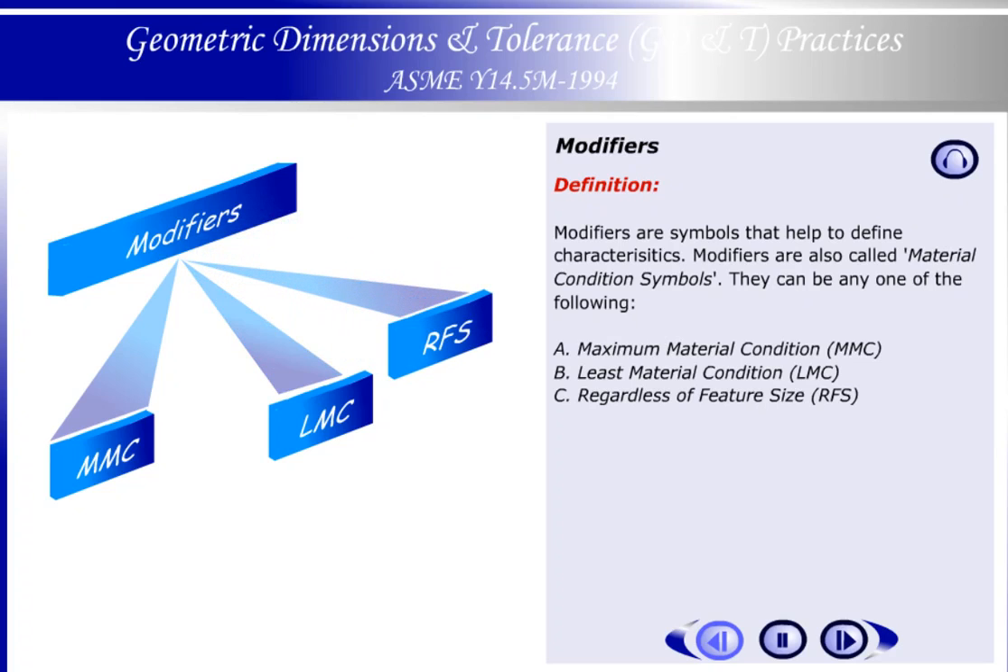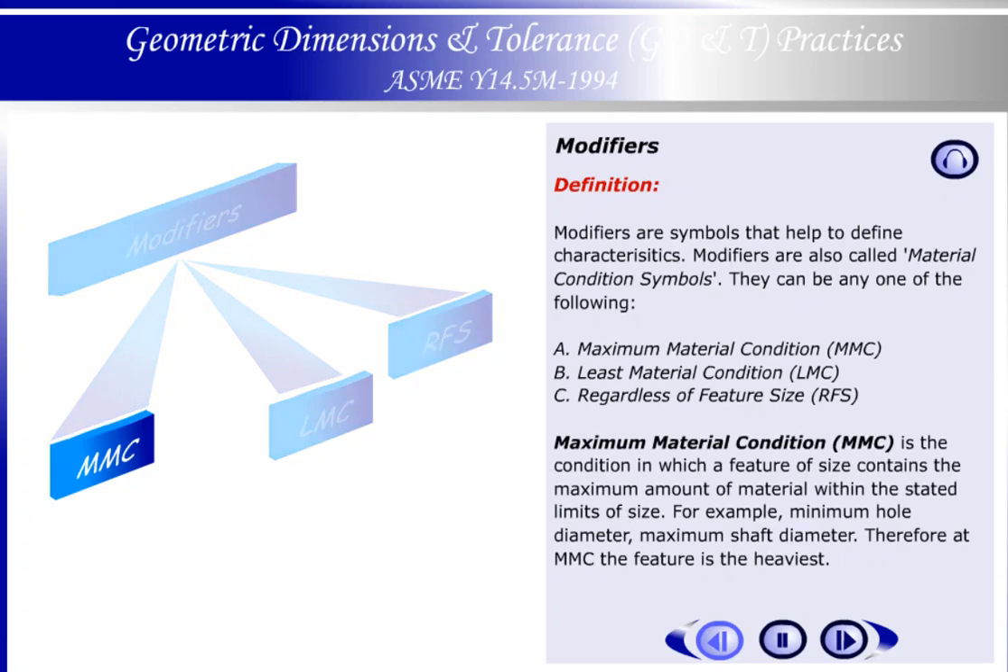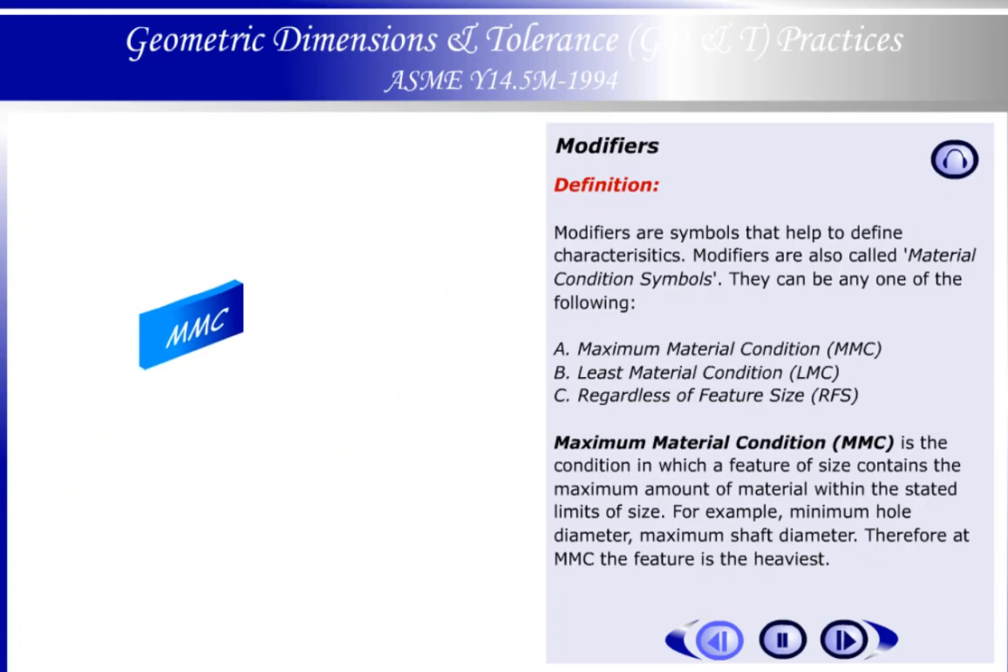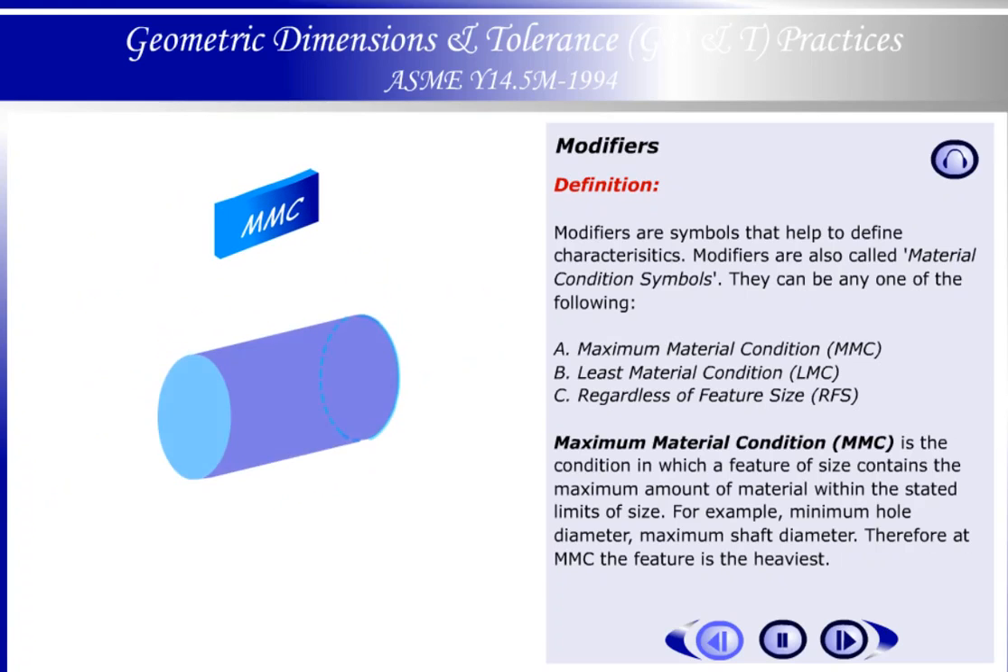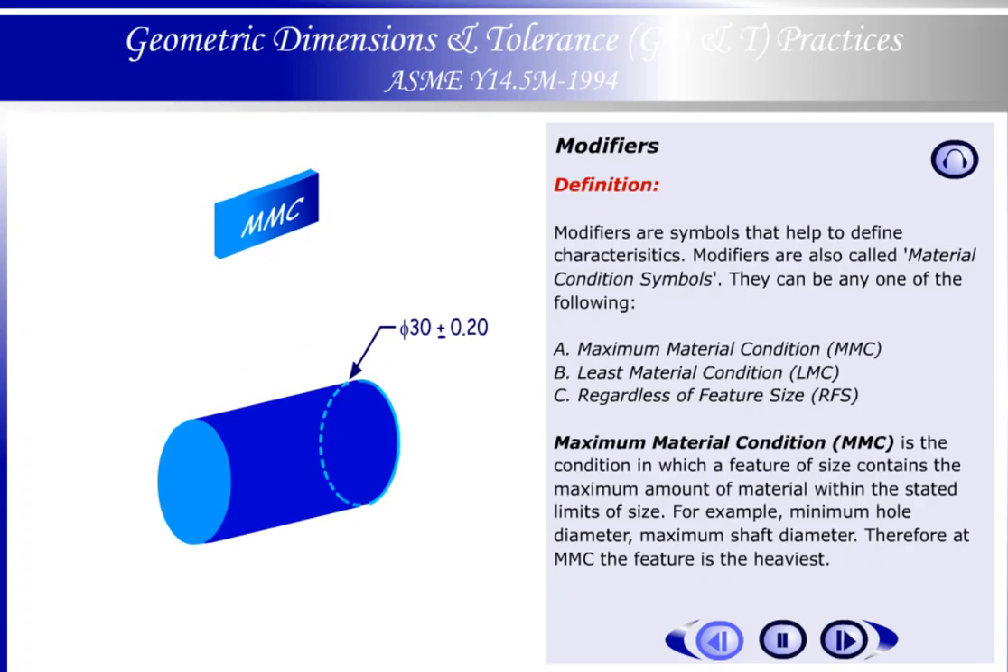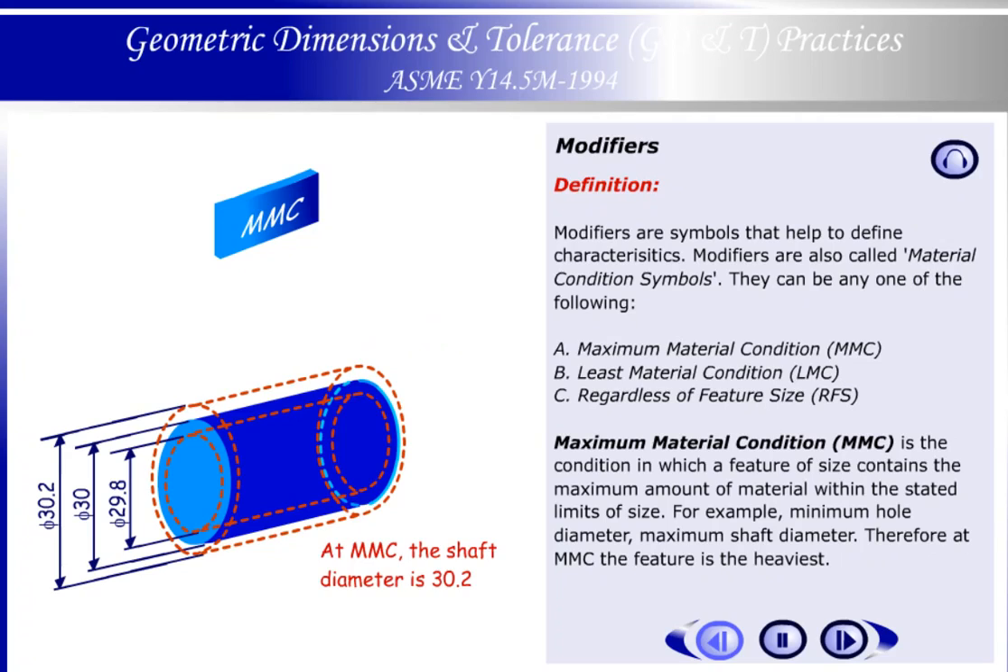Maximum material condition, MMC, is the condition in which a feature of size contains the maximum amount of material within the stated limits of size. For example, minimum hole diameter, maximum shaft diameter. Therefore, at MMC, the feature is the heaviest.